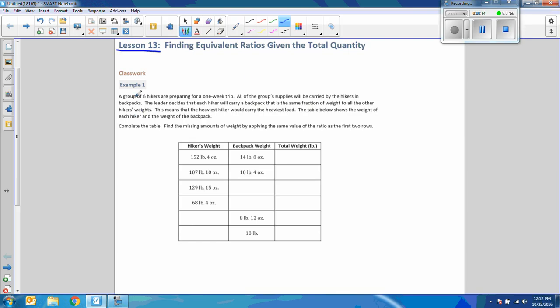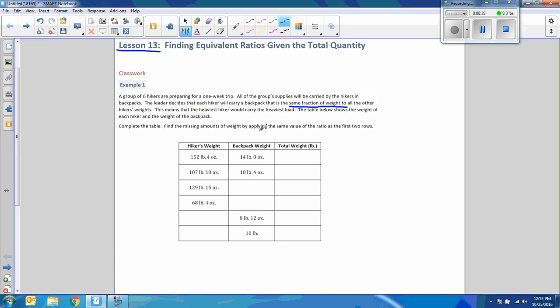So this example says a group of 6 hikers are preparing for a 1-week trip. All of the group supplies will be carried by the hikers in backpacks. The leader decides that each hiker will carry a backpack that is the same fraction of weight to all other hikers' weights. This means the heaviest hiker would carry the heaviest load, the lightest hiker would carry the least. The table below shows the weights of each hiker and the weights of the backpack.